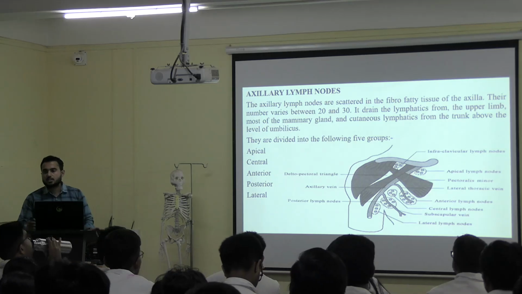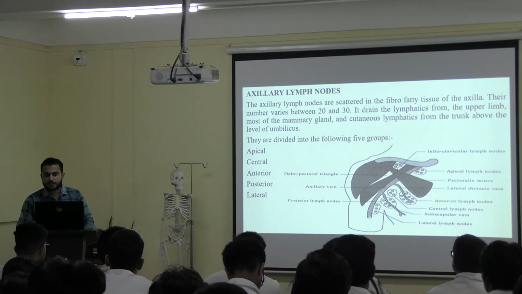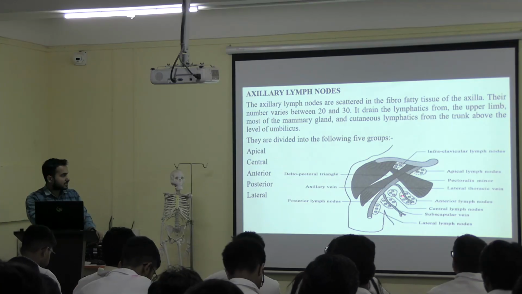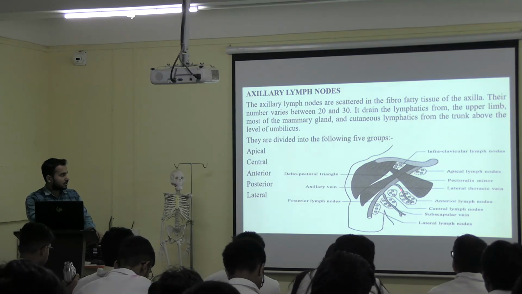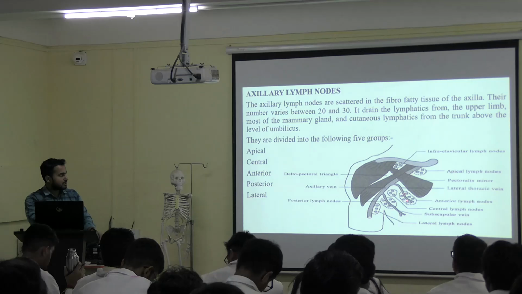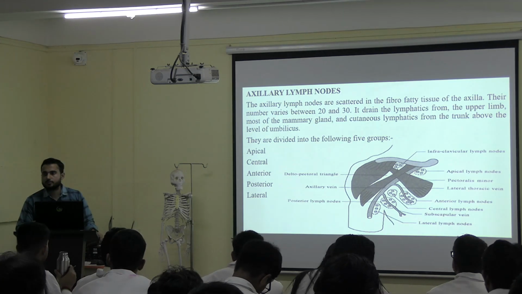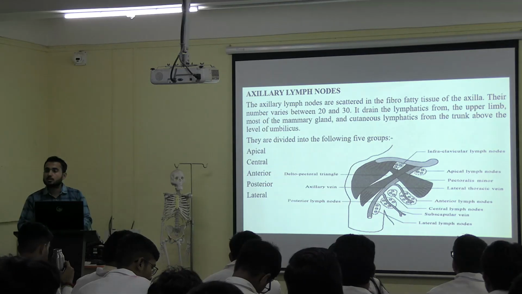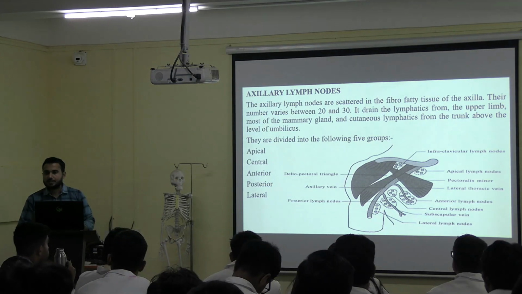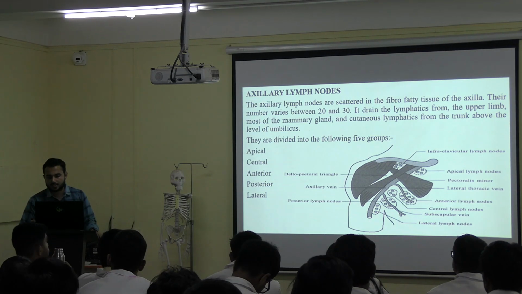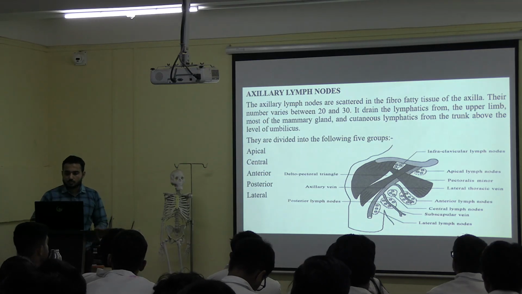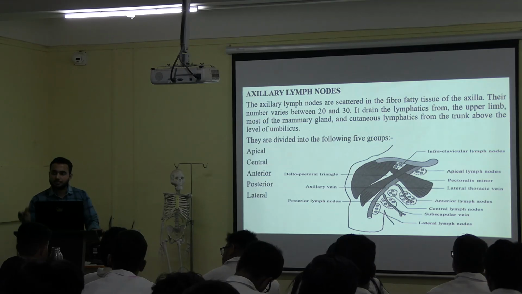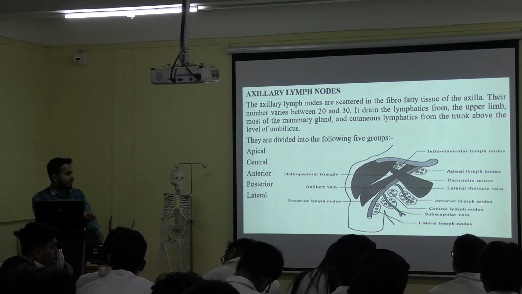If you see, the anterior group of lymph nodes is also called pectoral. They lie along the lateral thoracic or long thoracic vessel. You can see this is the lateral thoracic vein or long thoracic vein. Along the long thoracic vein, this anterior group of lymph nodes is present. Now from where are they draining the lymph? Most of the breast, and along with that the anterior wall of the trunk. The anterior wall of the trunk and most of the breast is drained by these anterior lymph nodes.